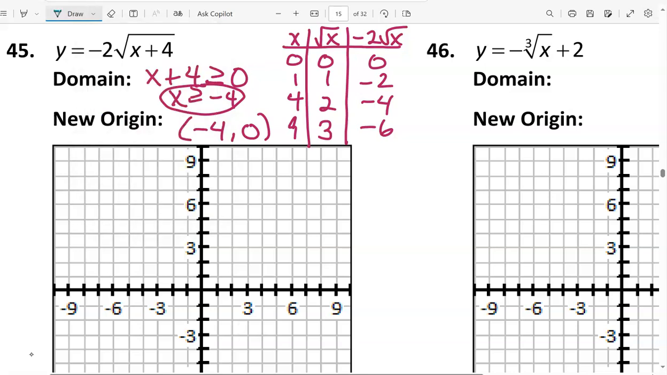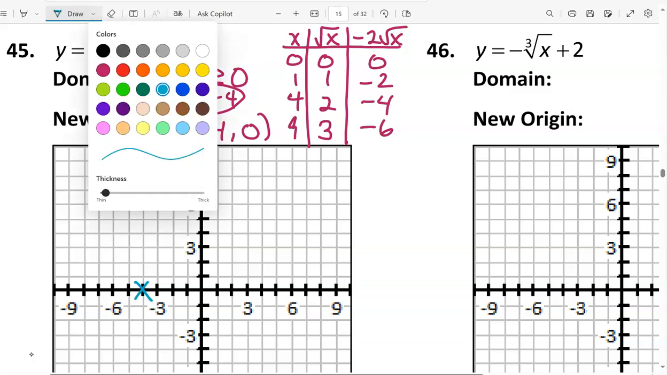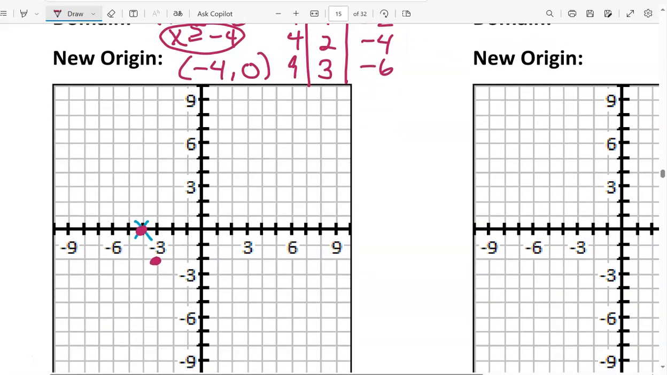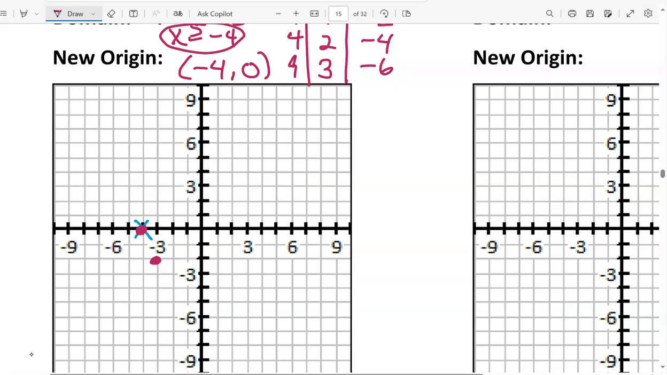So negative 4, 0 is the new origin, 0, 0's on that point, 1, negative 2, that's 1 to the right and 2 down from that point. 4, negative 4, that's 4 to the right and 4 down from that point. And then 9, negative 6, that's 9 to the right and 6 down from that point. And that gives us that nice half of a parabola shape.